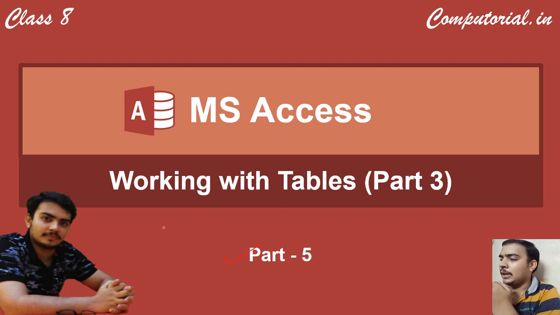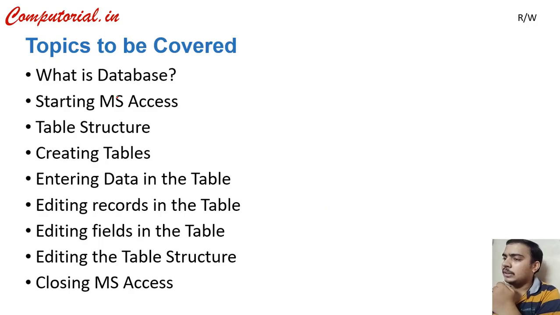It is the fifth part of our fourth chapter, MS Access, and this could be the last theory portion also, where I'll discuss all the remaining concepts. So now let's begin. Till now in this chapter we have discussed what the term database is, then the term MS Access, table structure, creating tables, entering data, editing records. Now today we have to discuss these remaining two concepts, that is editing fields and editing the table structure.